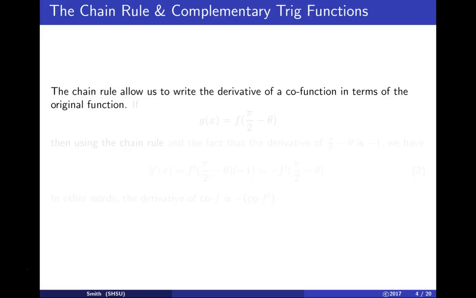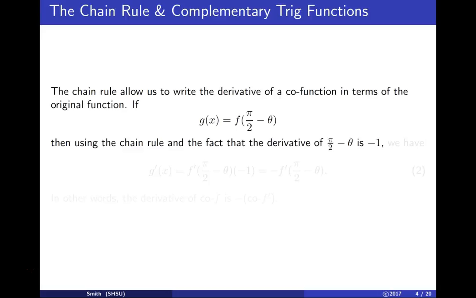The chain rule then allows us to write the derivative of a cofunction in terms of the original function. If g of x is f of the complement, in other words, if g is the complementary function, then we can use the chain rule and the fact that the derivative of pi over 2 minus theta with respect to theta, my variable here is theta, is minus 1. So the derivative of pi over 2 minus theta is minus 1.